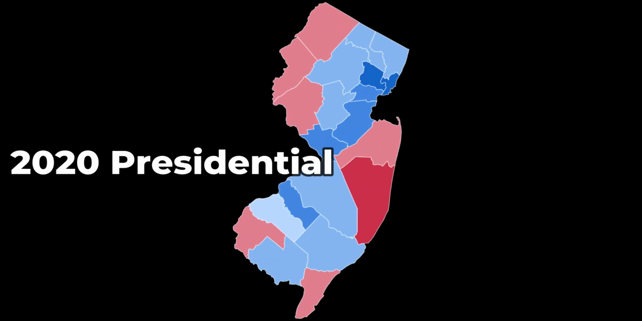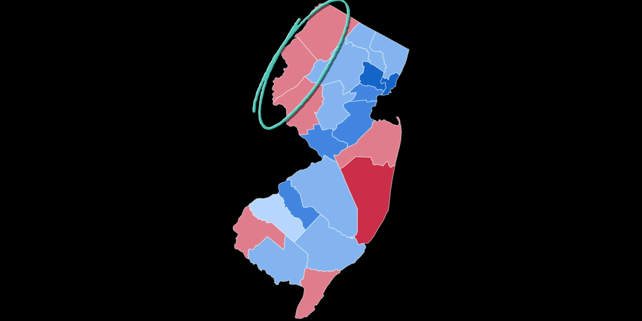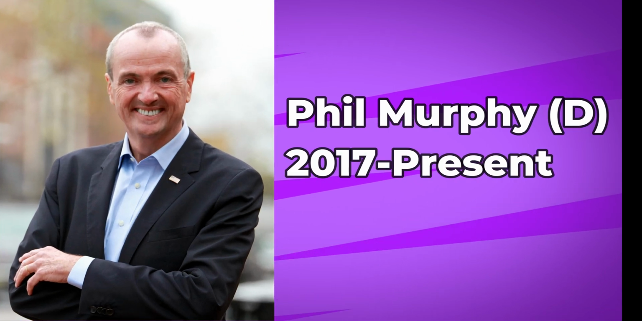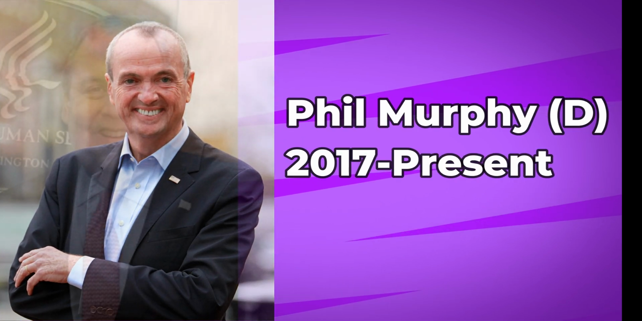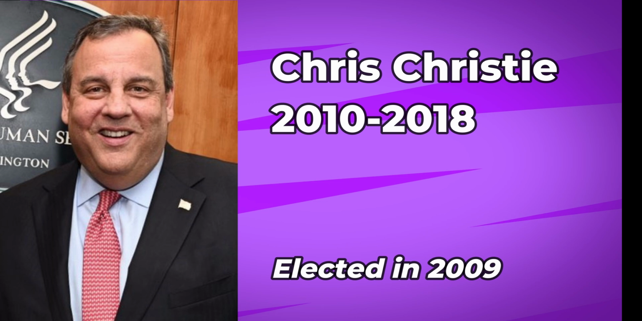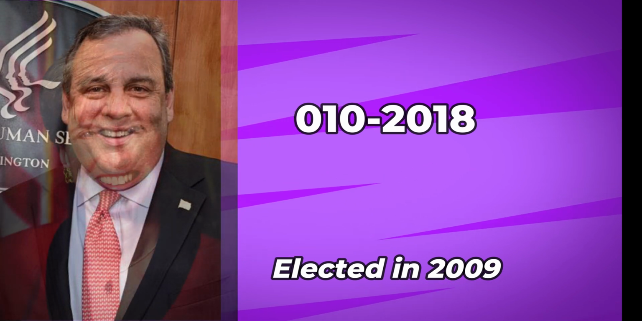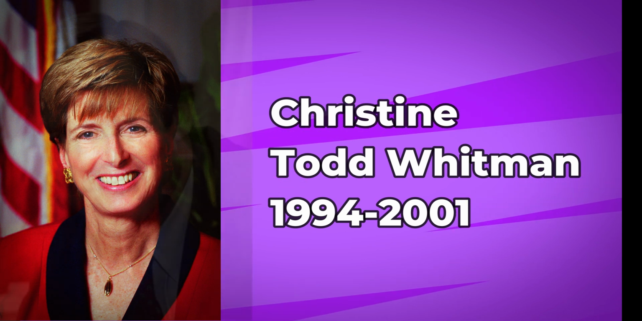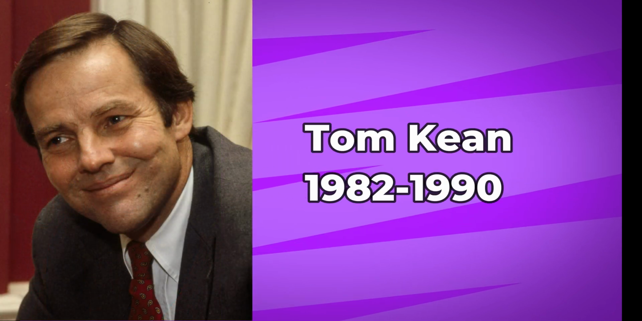And while federally there is more of a Democrat leaning, the northwestern and parts of the southern tier of the state are more Republican leaning. In terms of the state government, New Jersey's governor is Democrat Phil Murphy, who was elected in 2017 and re-elected in 2021. Historically, the state has had some prominent Republican governors, including Chris Christie, governor from 2009 to 2017, Christine Todd Whitman, governor from 1994 to 2001, and Tom Kean, governor from 1982 to 1990.